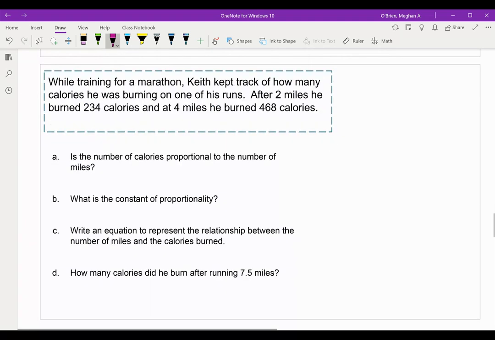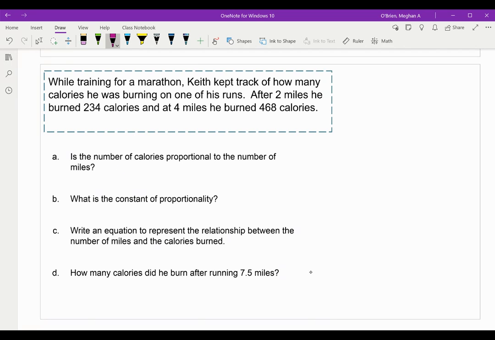While training for a marathon, Keith kept track of how many calories he was burning on one of his runs. After 2 miles, he burned 234 calories, and at 4 miles, he burned 468 calories. Letter A, is the number of calories proportional to the number of miles? I have to check that. I have to see if the relationship here is the same.